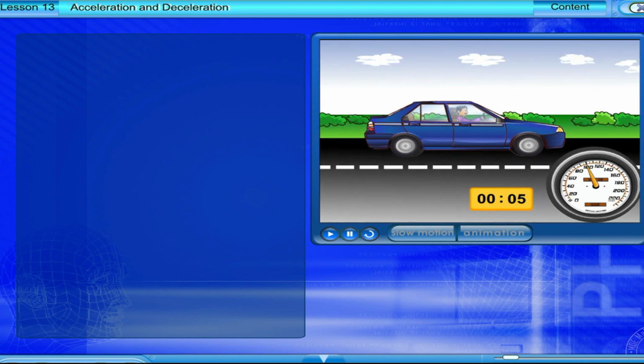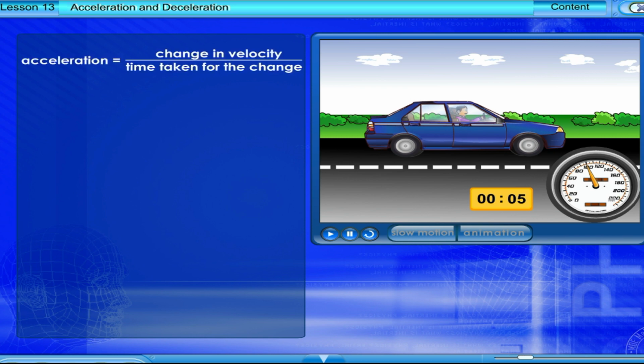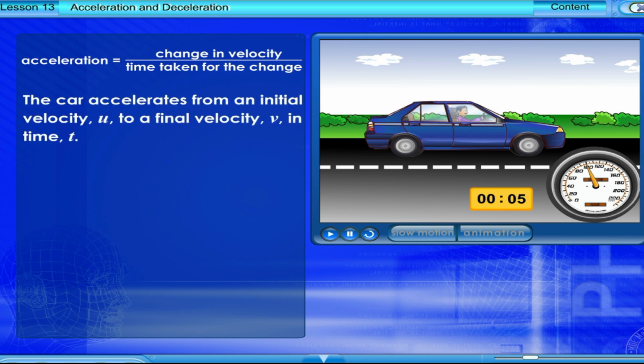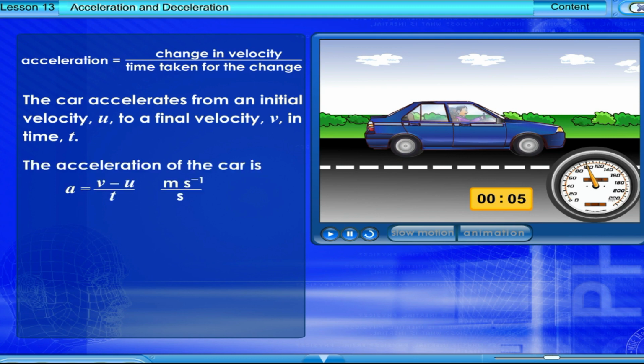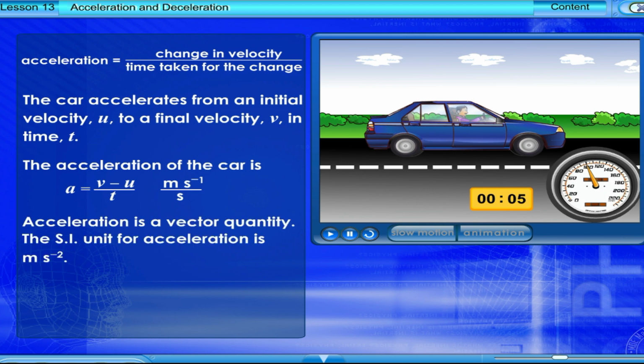The change of velocity over a time interval can be represented by a physical quantity called acceleration. Suppose the car accelerates from an initial velocity u to a final velocity v in time t. The acceleration of the car is a equals v minus u over t. Acceleration is a vector quantity. The SI unit for acceleration is meter per second squared.